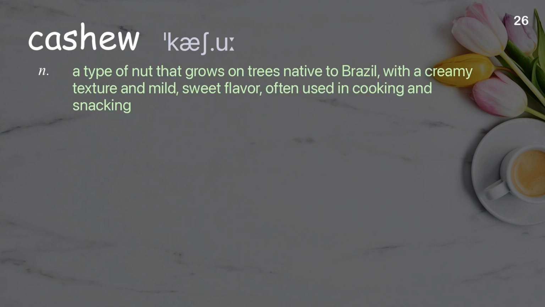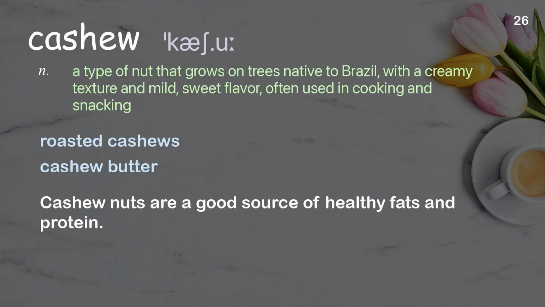Cashew. A type of nut that grows on trees native to Brazil, with a creamy texture and mild, sweet flavor, often used in cooking and snacking. Examples: Roasted cashews. Cashew butter. Cashew nuts are a good source of healthy fats and protein.